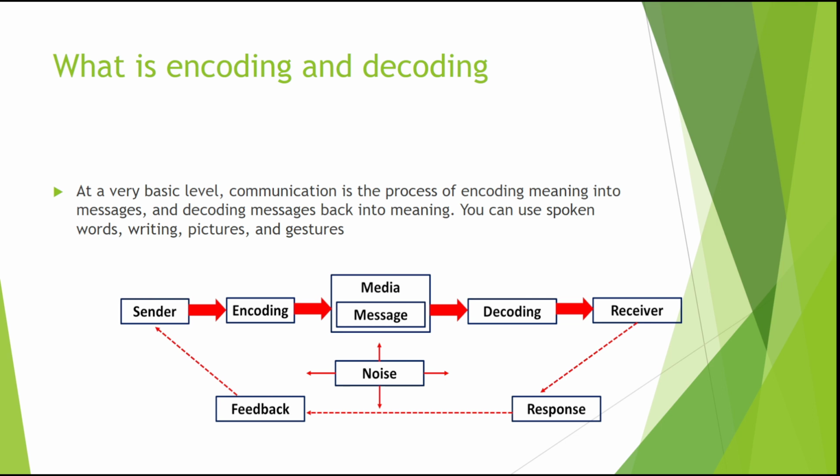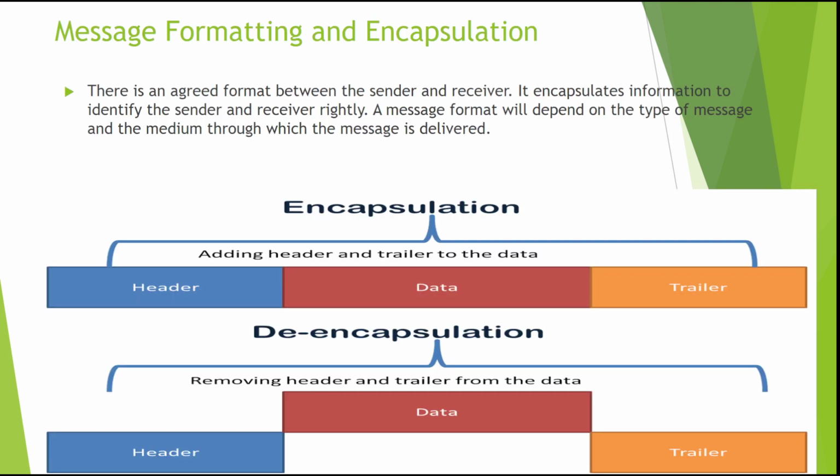So there's a sender there. His information is encoded so that it can pass through the machine system. And when it goes to the receiver, it's been decoded so that the receiver can understand. And at the end of the day, when the receiver gives the feedback or a response, it can go back to the sender. Simple as that.